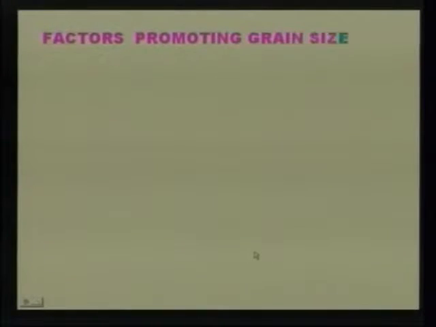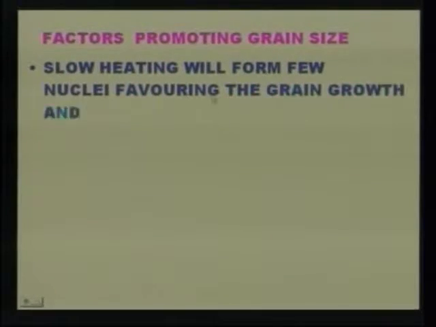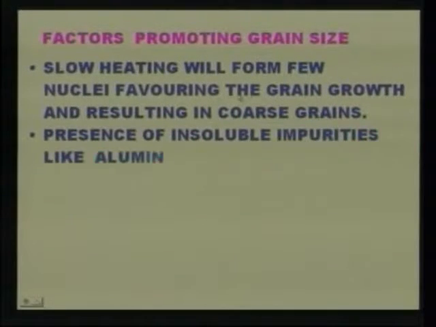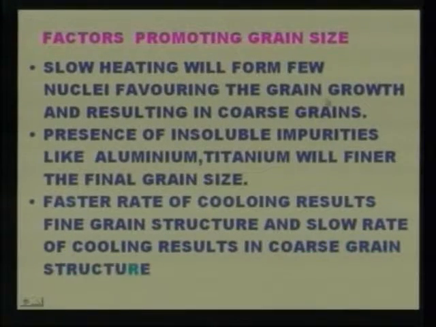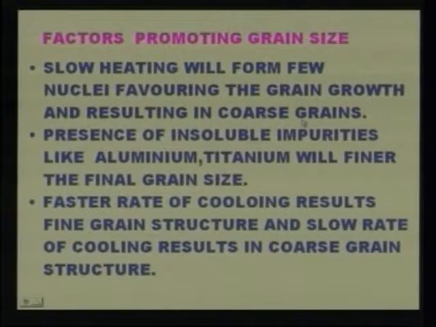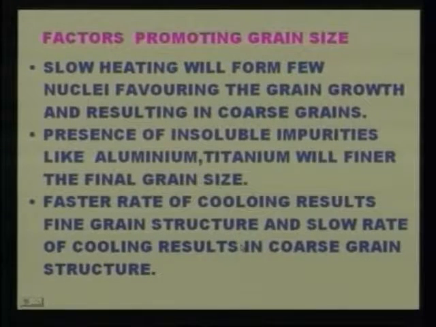Now let us see other points on grain size. Slow heating will form few nuclei, which favors grain growth and results in coarse grains. Another factor: the presence of insoluble impurities like aluminum and titanium will make the final grain size finer. Another factor: a faster rate of cooling results in a fine grain structure and a slow rate of cooling results in a coarse grain structure. These are the factors that affect grain size.